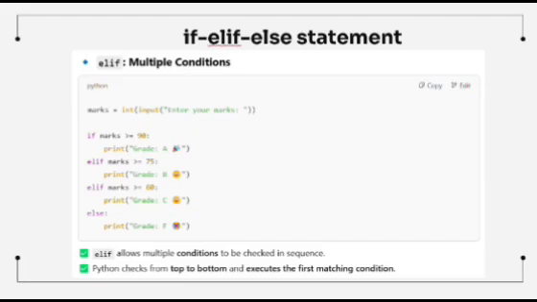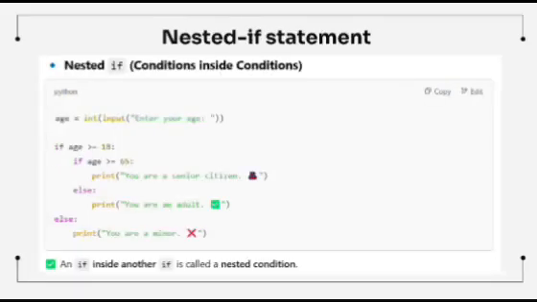Elif, if marks are greater than or equal to 75, you will get B. Else C. If you get less than that, less than 60, you will get failed. Result is failed. So next, nested if statement.